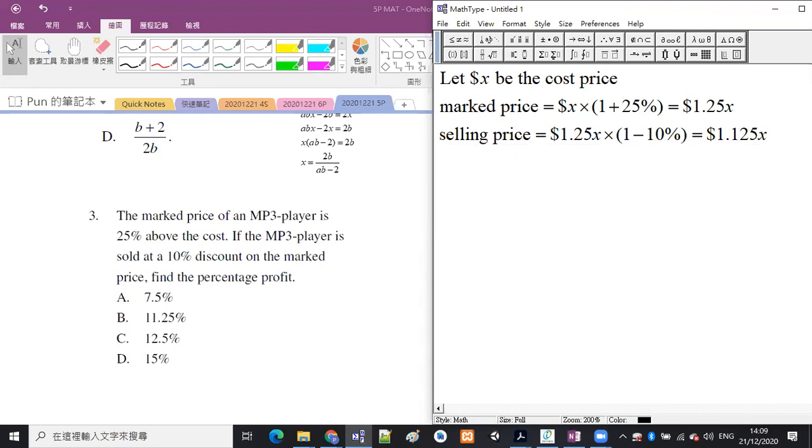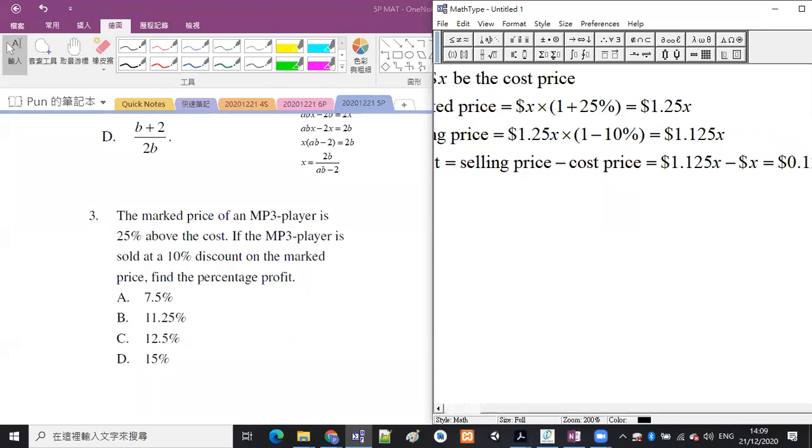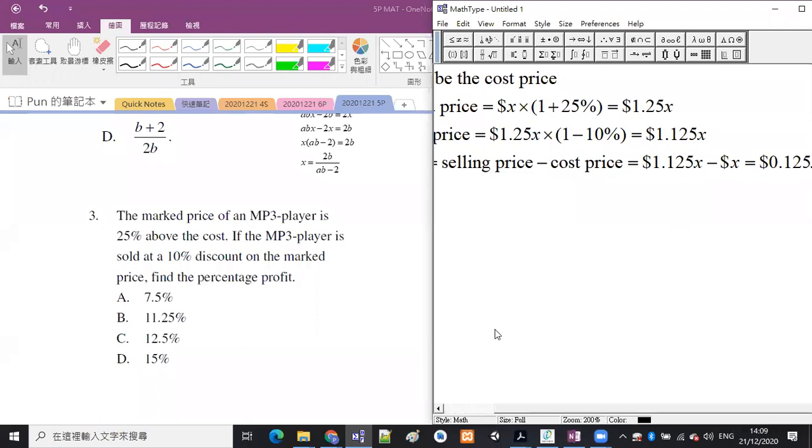Okay. And the question asks you to find a percentage profit. Percentage profit. So what is the profit first? The profit is equal to the selling price minus the cost price. Okay, in this case, it is 1.125x minus x. That should be 0.125x dollars.